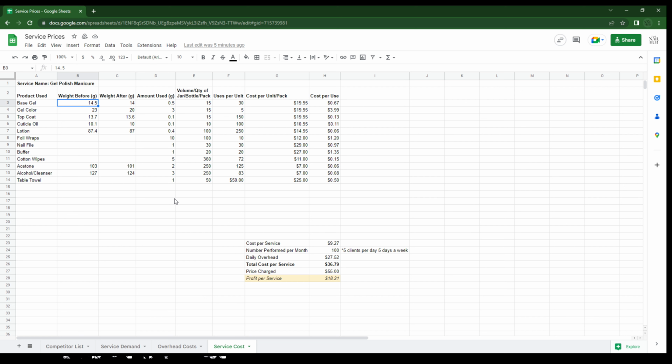It weighs 14.5 grams before I start the service. After I use it, I've got 14 grams left when I weigh the same bottle again, same exact situation.